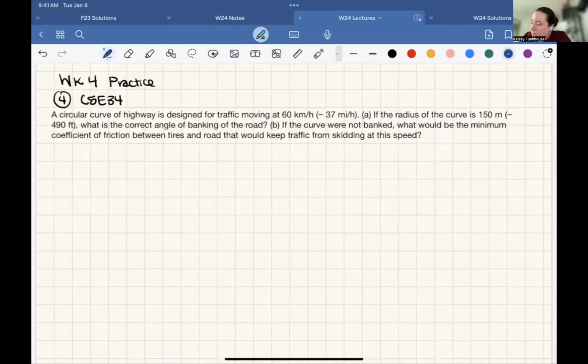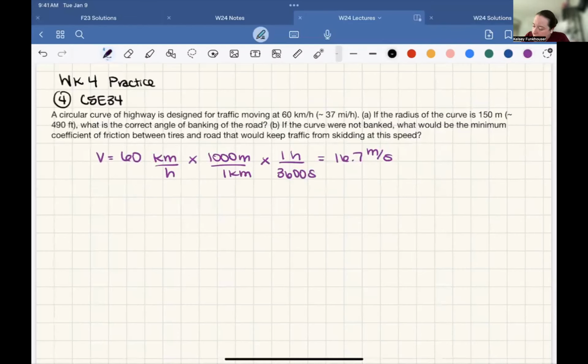So the first thing I want to do is just get the velocity in meters per second. There's 1,000 meters in 1 kilometer, and in 1 hour there are 3,600 seconds. So the velocity is 16.7 meters per second.